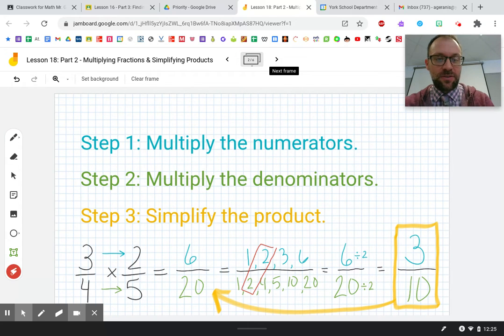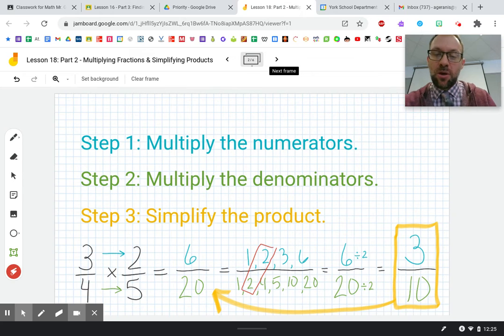Take a look. 3/4 times 2/5. Well, 3 times 2 is 6, and 4 times 5 is 20. So we end up with a product of 6/20. But that is not simplest form. Those are not the smallest digits we can use to write this value.